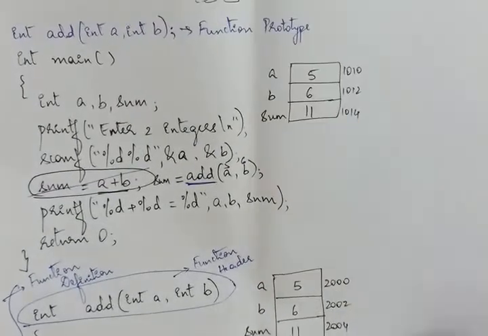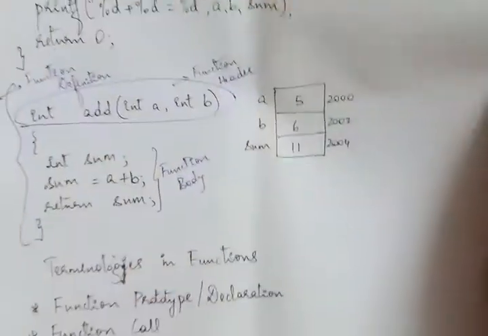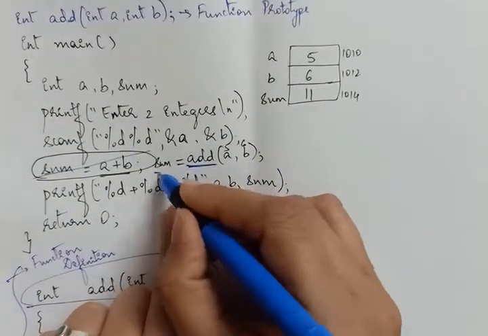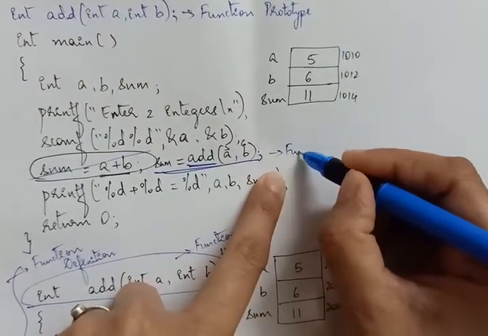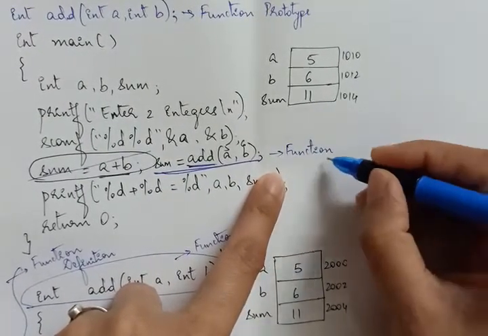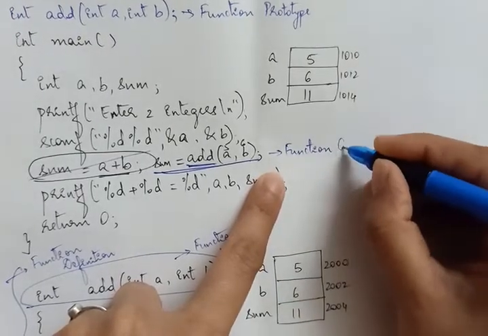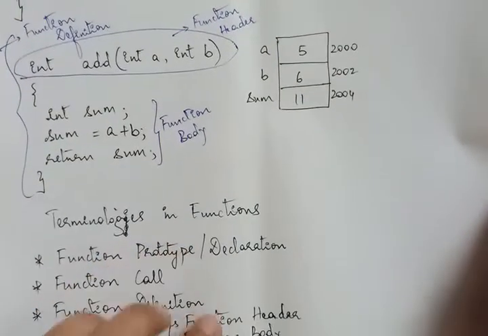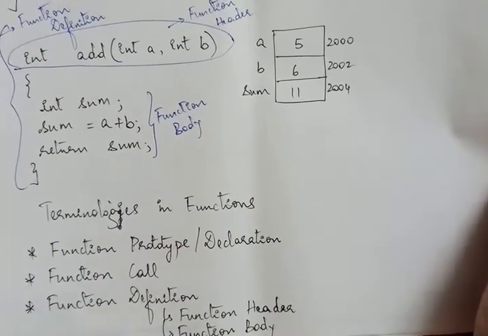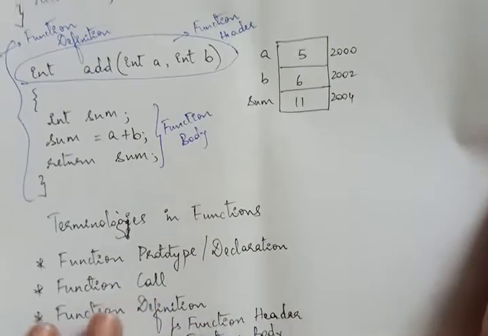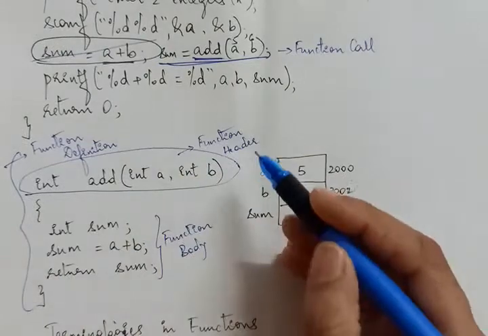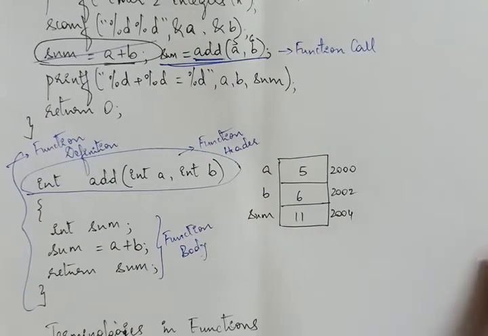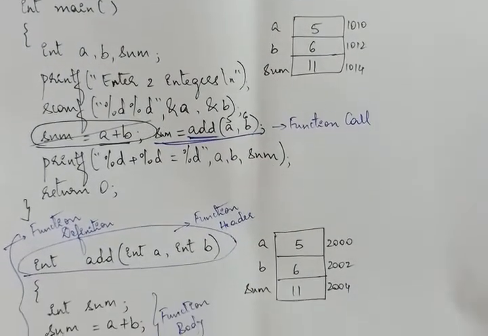Coming to function call. So the next terminology is function call. Function call is the statement where you are passing the control of execution to the function definition. So this is the function call. Next, coming to function definition, which is nothing but function header and body together. That's what we have already seen. Function header with the function body together is the function definition. So I hope you have understood the terminologies.